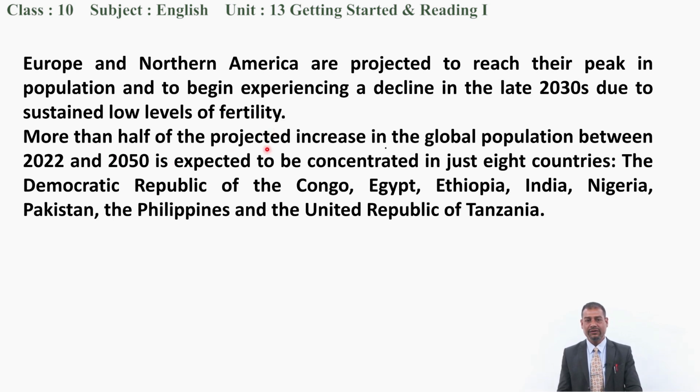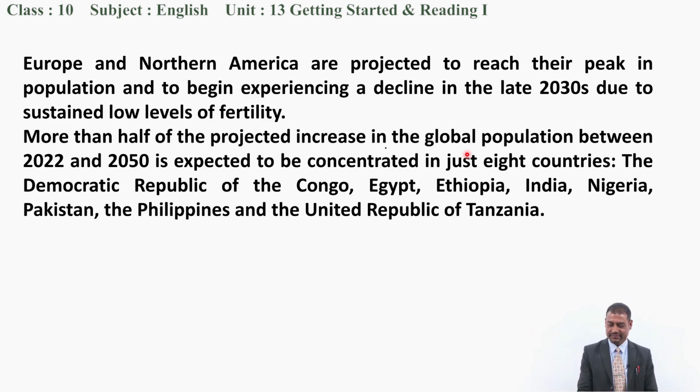More than half of the projected increase in the global population between 2022 and 2050 is expected to be concentrated in just 8 countries. And what are the names of the countries? You can see the Democratic Republic of the Congo, Egypt, Ethiopia, India, Nigeria, Pakistan, the Philippines, and the United Republic of Tanzania. In these countries, it is expected that the population will be larger.